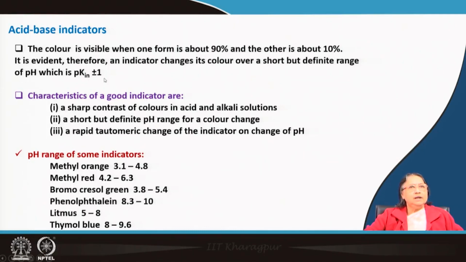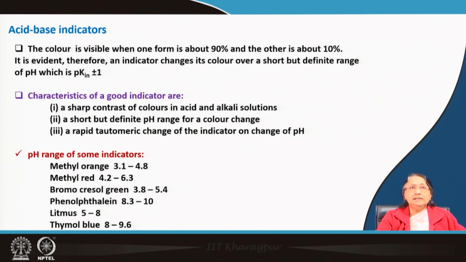Okay. That means the choice of indicator, for any type of titration, is very important. There are so many different kinds of indicator. You are the person to choose the indicator for a particular titration. For each indicator, there are so many indicators: methyl orange, methyl red, bromocresol green, phenolphthalein, litmus, thymol. These are very common. Other than this, there are many other indicators.